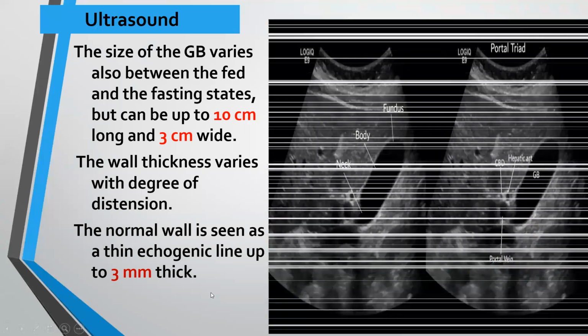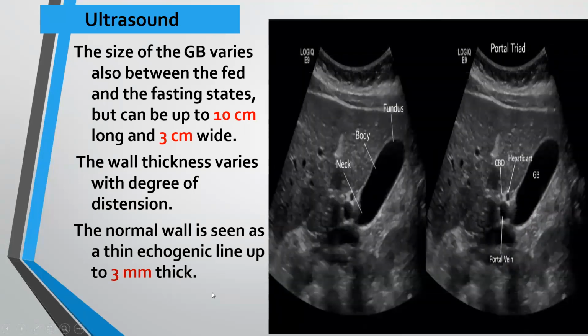By ultrasound, the size of gallbladder varies between the fed and the fasting state. It's about 10 centimeter long and 3 centimeter wide. Wall thickness varies also with the degree of distension. The normal wall is about a thin echogenic line up to 3 millimeter. As we see here in this sonographic image, here's the portal vein and the hepatic artery and CBD, which is called the Mickey Mouse face. And this is the fundus of the gallbladder.